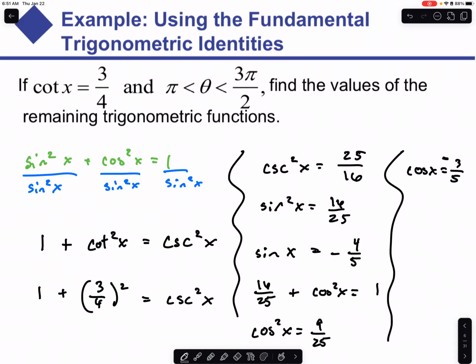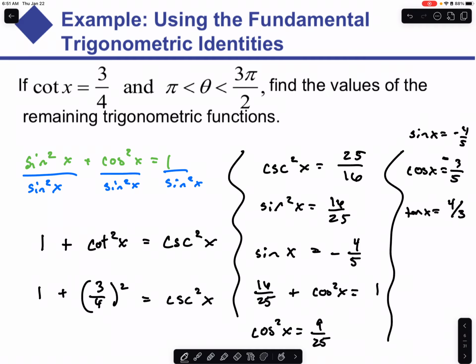So now that we have sine and cosine, I think that we can find the remaining trig functions. Let's see. I might be able to use this space. So our claim is that sine of x equals negative 4 over 5. Cosine of x equals that. So based on those two, the tan of x is going to be sine over cosine. So that's going to be 4 over 3.